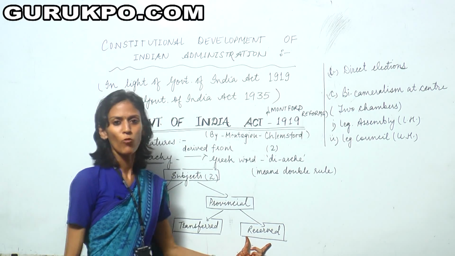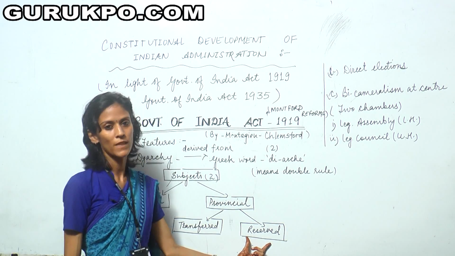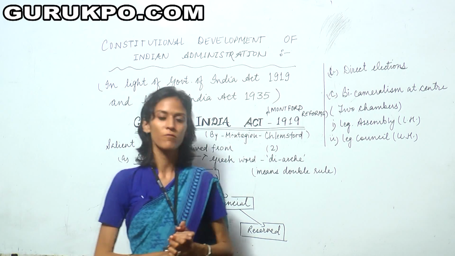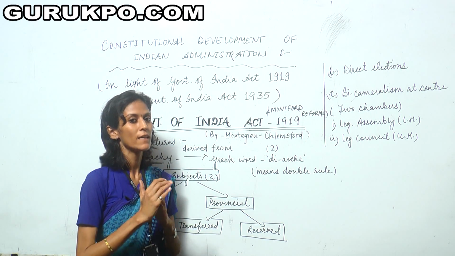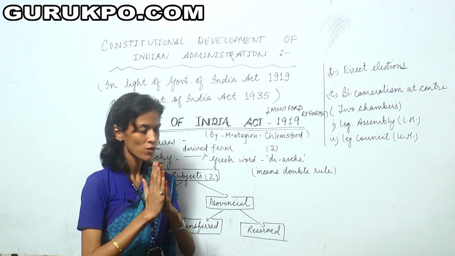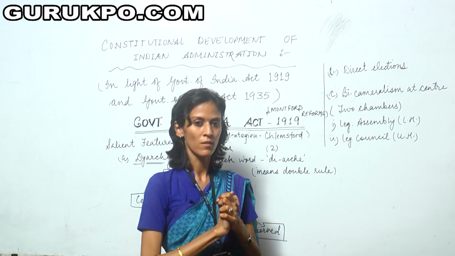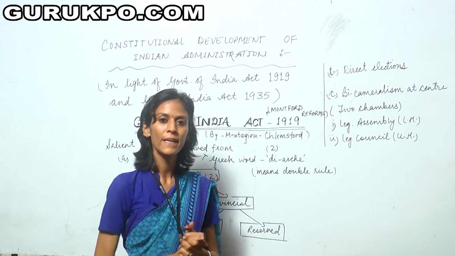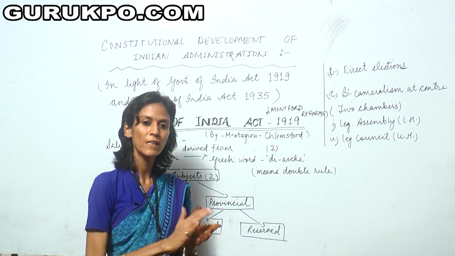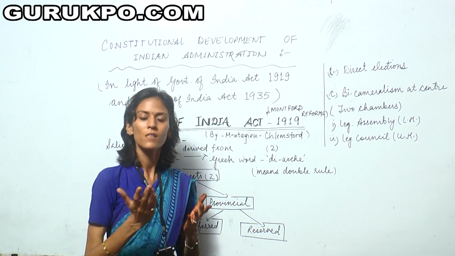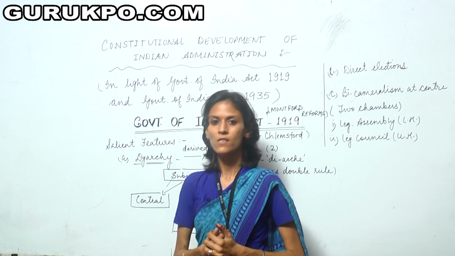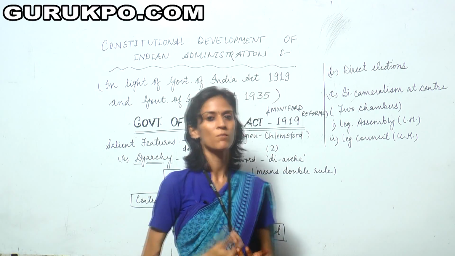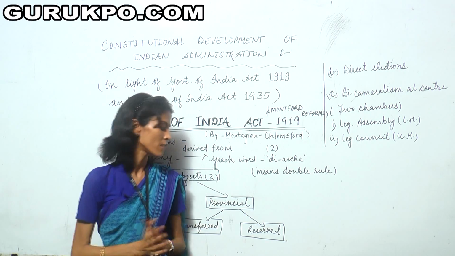Now, what was that? The reserved subjects were under the control of the Governor General and his Executive Council, and they were completely not responsible to the Legislative Council. They were not made responsible. They were completely an authority, or a dictator, who deals with the subjects. For example, subjects like external affairs, defense, armed forces, and many more important subjects were concentrated in the hands of the governor.